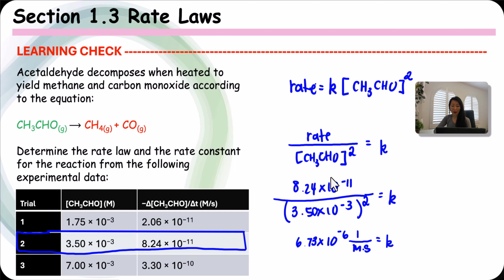And I have solved that k is 6.73 times 10 to the negative 6, 1 over molarity times second. And that is because the overall reaction order is 2, so this has to be the unit. I've chosen trial 2 to solve for k. You can choose trial 1, you can choose trial 3. The k will come out to be the same no matter which trial you choose.